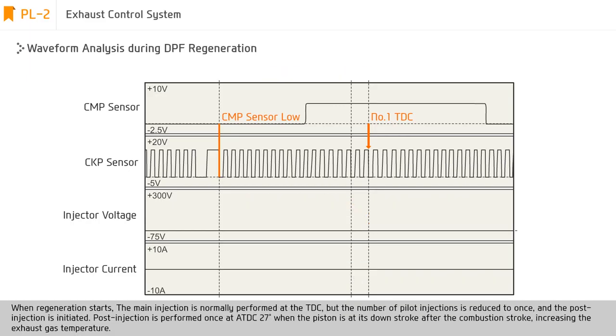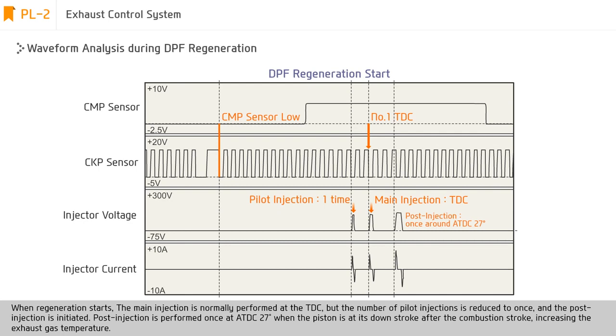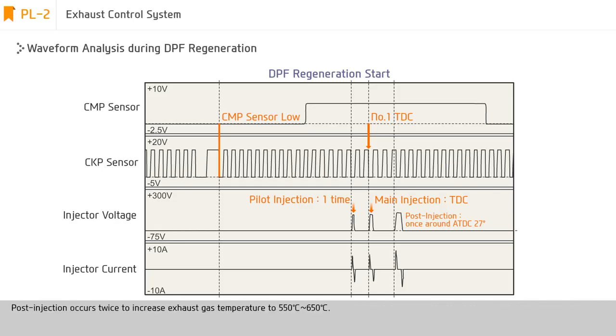When regeneration starts, the main injection is normally performed at the TDC, but the number of pilot injections is reduced to once at ATDC-27 when the piston is at its downstroke after the combustion stroke, increasing the exhaust gas temperature. Post-injection occurs twice to increase exhaust gas temperature to 550 degrees Celsius to 650 degrees Celsius.